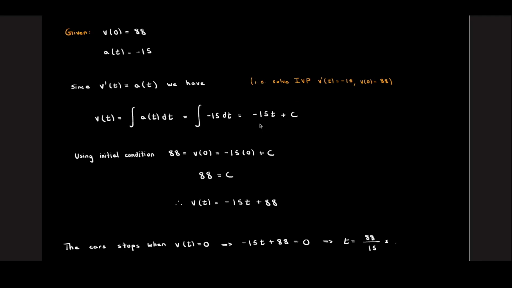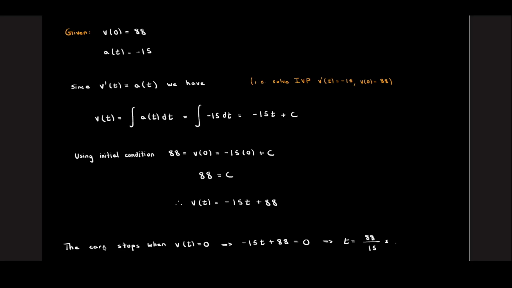But we're looking for the specific velocity function that contains the point 0, 88. So all we're going to do is just plug 0 into this and set it equal to 88. So I plug 0 into the function and I set it equal to 88. The 0 over here cancels with a negative 15. And so therefore c is equal to 88. Therefore, the particular velocity function that we're looking for is negative 15t plus 88.